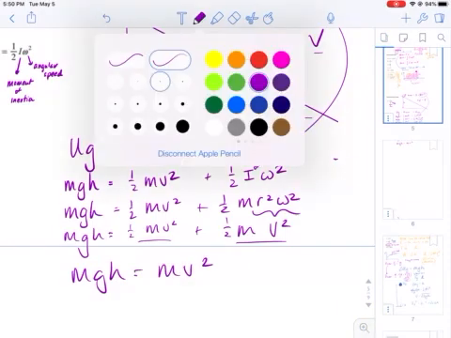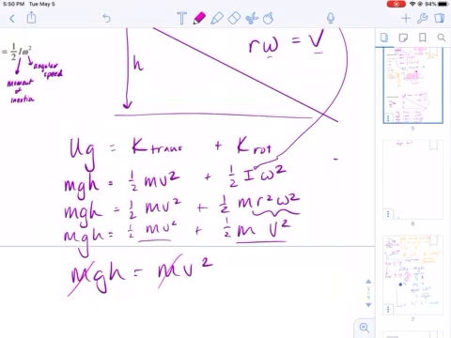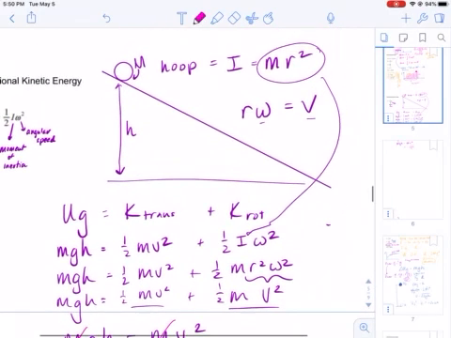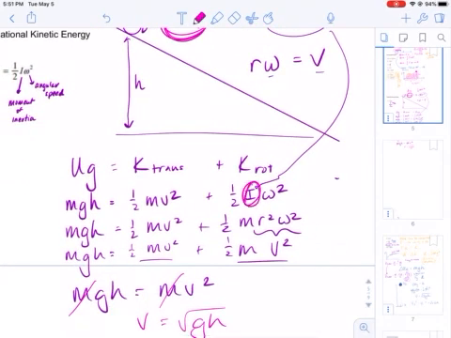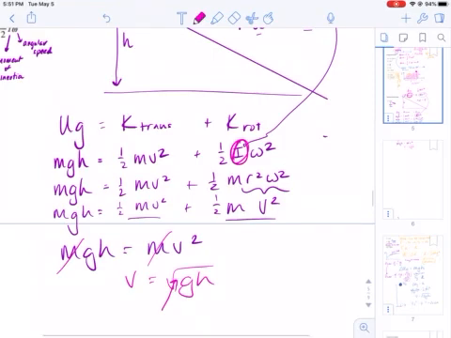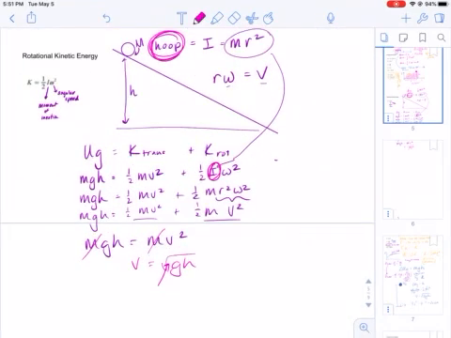Okay, let's see. We're on the last page. Our last topics, momentum and impulse. Okay, so first of all, the definition of momentum is just mass times velocity. And the arrow means that it is a vector. Momentum has direction.